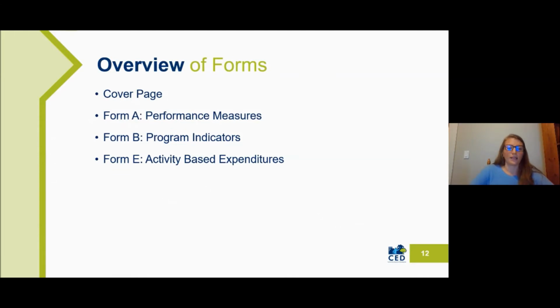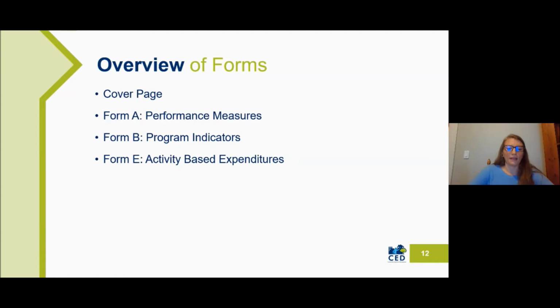So now I'll get into the actual forms of the PPR. It consists of 4 forms. The first is the cover page that just includes some basic information about your project and organization that is pre-populated. So you don't have to do much here. I would just review it every time you're going to submit a PPR and let your program specialist know if any information is incorrect or if any information has changed.